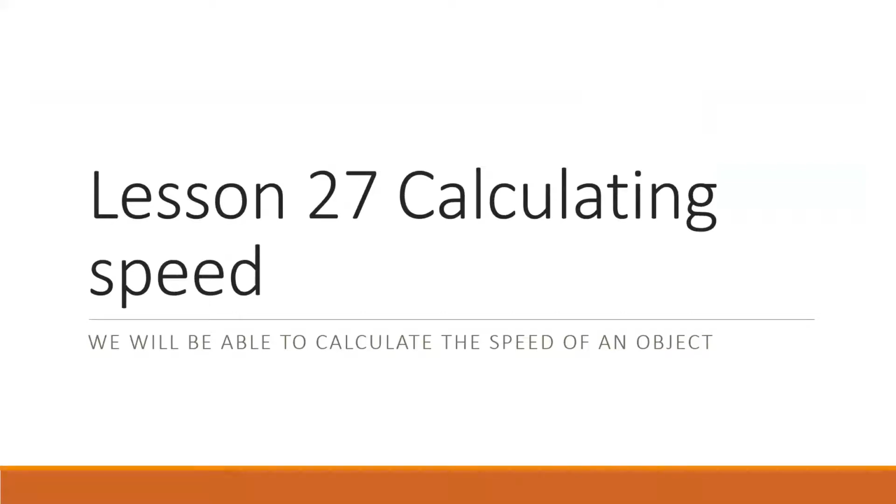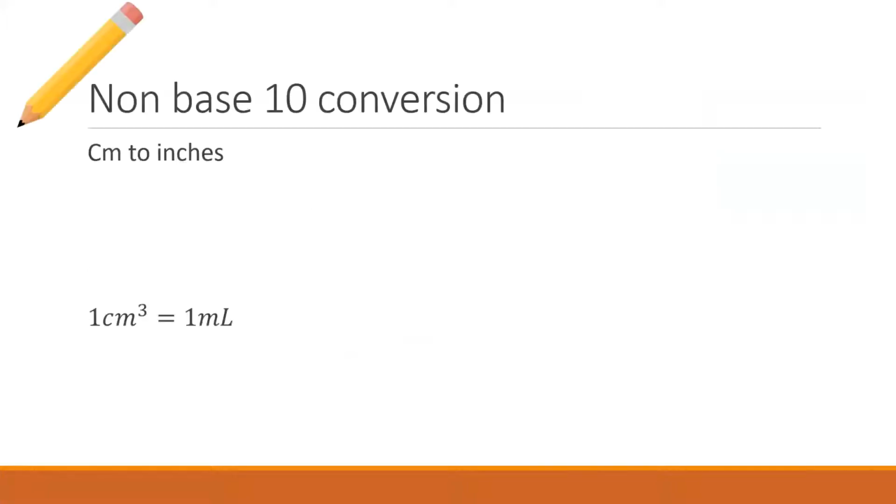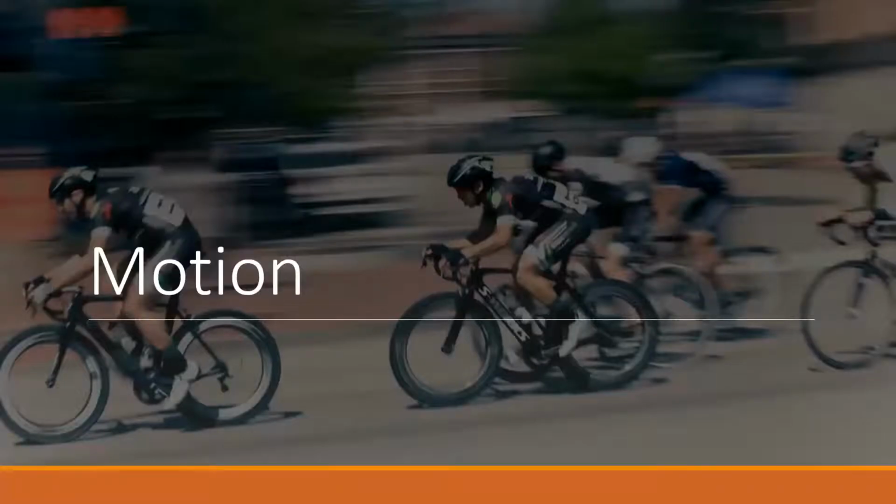Lesson 27, calculating speed. We'll be able to calculate the speed of an object. Now, this is our second lesson in motion. So before we get too deep, let's go back. Motion's our new topic, and we're going to spend some time today talking about what motion means.